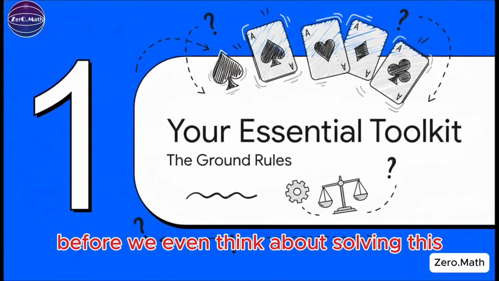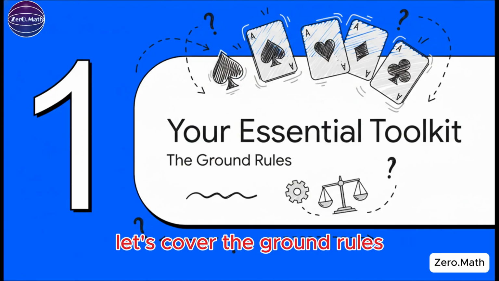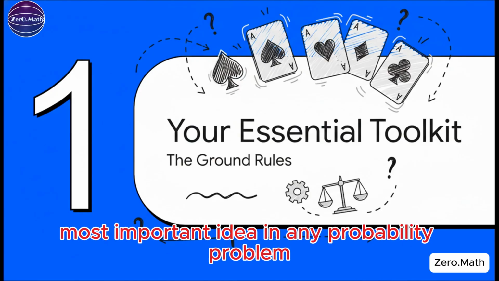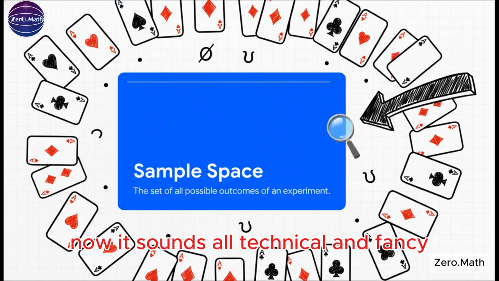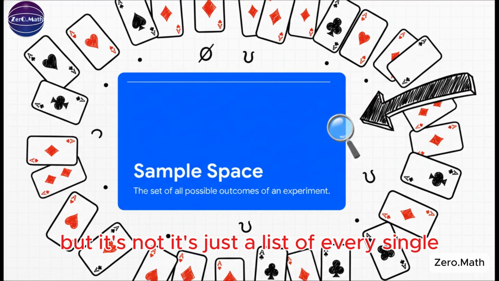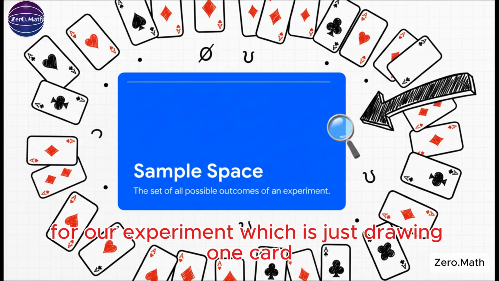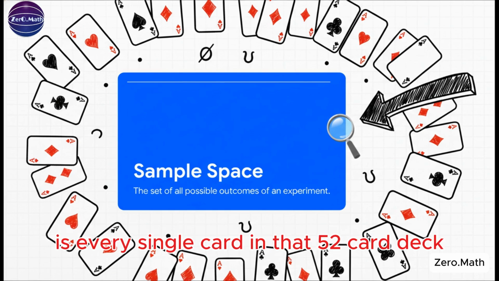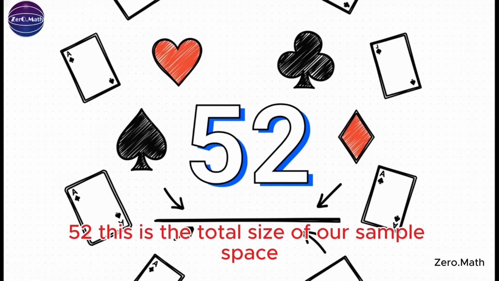Okay, before we even think about solving this, we need to get our toolkit ready. Let's cover the ground rules, starting with the single most important idea in any probability problem. First up is this term, the sample space. Now it sounds all technical and fancy, but it's not. It's just a list of every single possible thing that could happen. For our experiment, which is just drawing one card, the sample space is every single card in that 52-card deck. Simple as that. And that brings us to our magic number for today, 52.